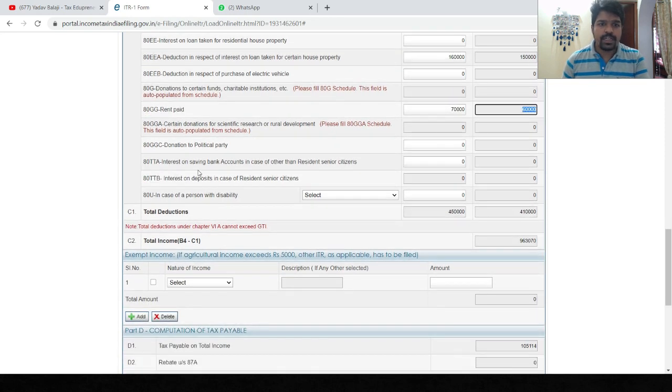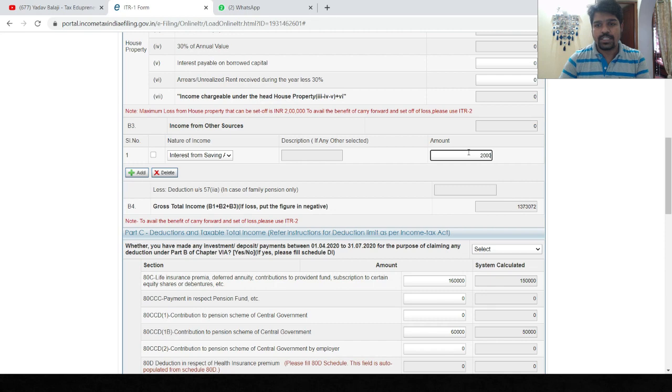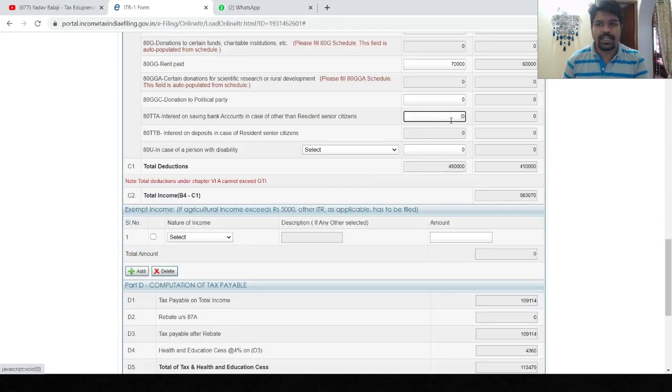Donation is over. Here, interest on savings bank account in case of other than senior citizen, for a normal person. If you are getting any interest from your savings bank account, say last year I got 20,000 as interest from my savings account, so the 20,000 is taxable, but here one section is there where up to 10,000 you can claim that exemption. So I have to pay tax on the balance 10,000 only, not on the entire 20,000. And in case you are a senior citizen, then the limit increases to 50,000. This login is mine, and I'm not a senior citizen, so it's disabled now.